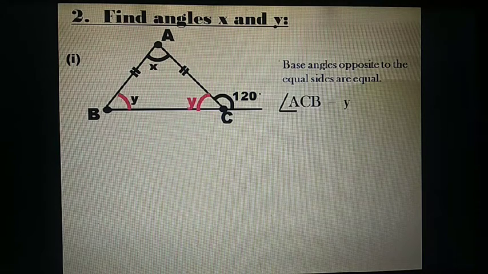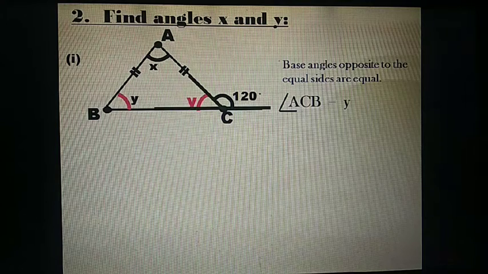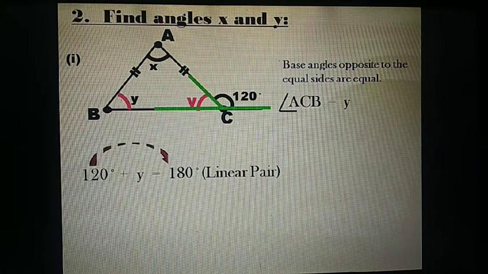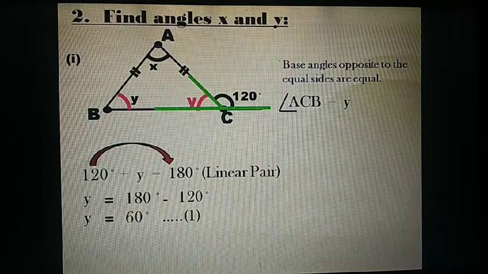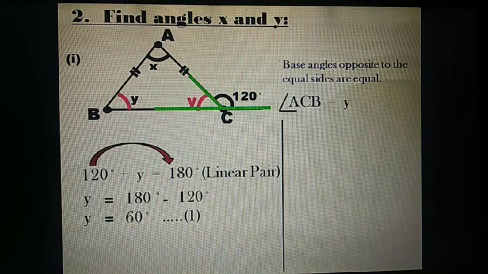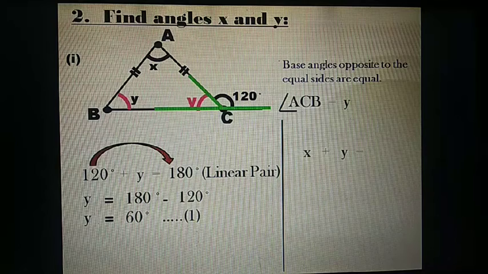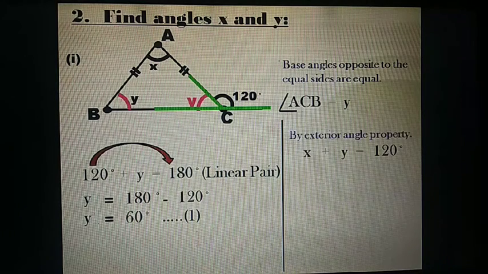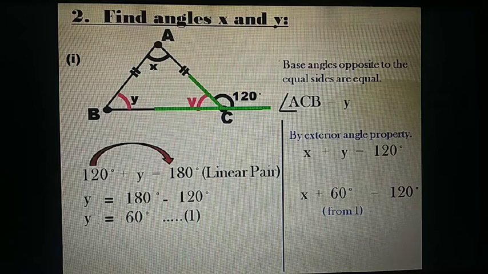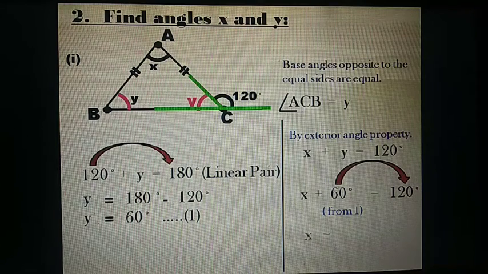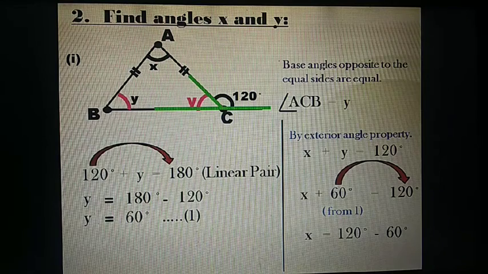Now, we will use the linear pair property here to get the value of y. Shifting 120 degrees, you will get the value of y as 60 degrees. Now, we can use either the angle sum property or the exterior angle property. I am using here the exterior angle property, replacing y by 60 degrees from 1. You will get 120 degrees. Shifting 60 degrees to the right hand side, you will get the value of x as 120 degrees minus 60 degrees, that is 60 degrees.